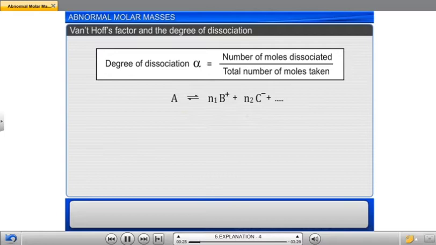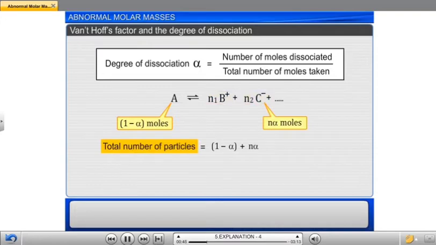If we start with 1 mole of the solute, at equilibrium, we have 1 minus alpha moles of the undissociated molecules and n alpha moles of the ions. Thus, the total number of particles present at equilibrium is equal to 1 minus alpha plus n alpha, or 1 plus (n minus 1) alpha.